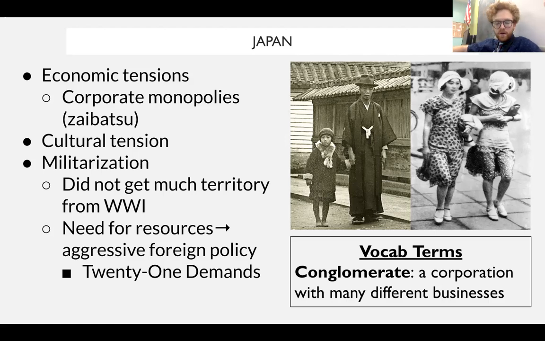So there are going to be calls for aggressive military expansion in Japan, especially towards Japan's right next door neighbor, China. Japan is going to ramp up a very aggressive policy towards the Chinese. They are going to issue a series of demands of the Chinese government, 21 to be exact. They're called the 21 Demands.